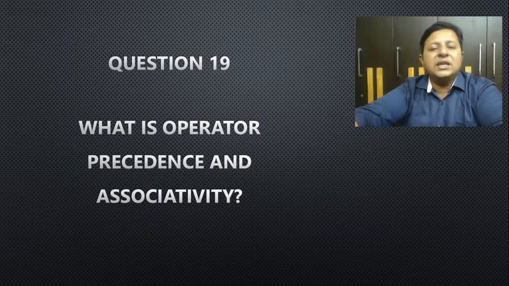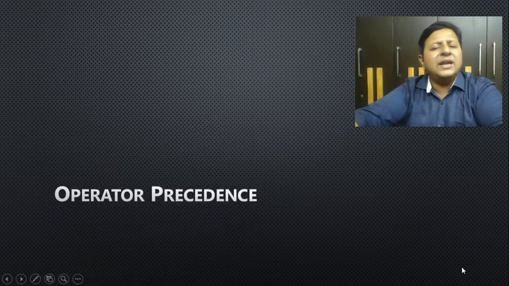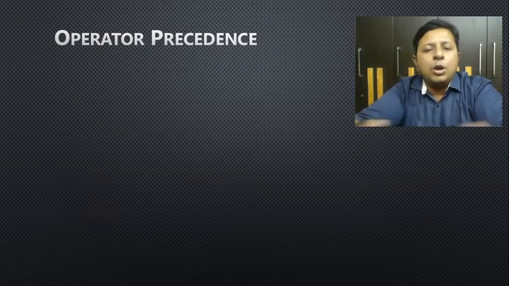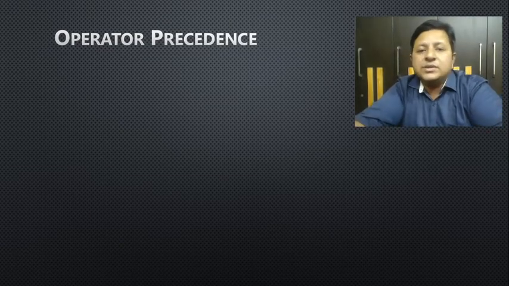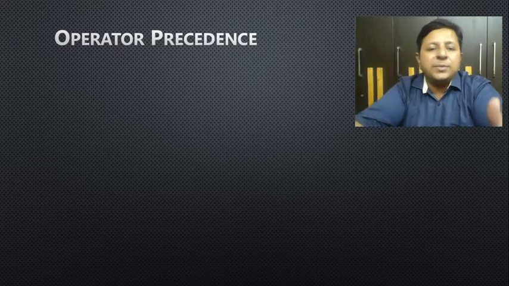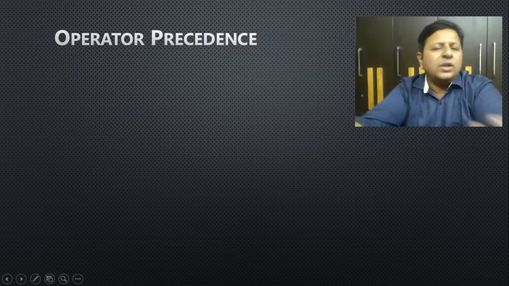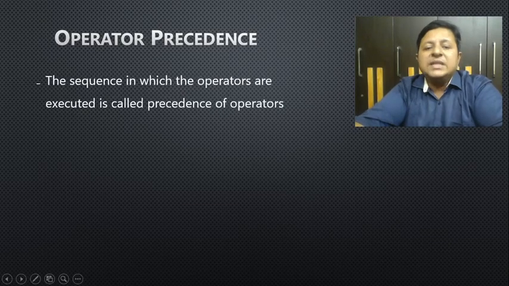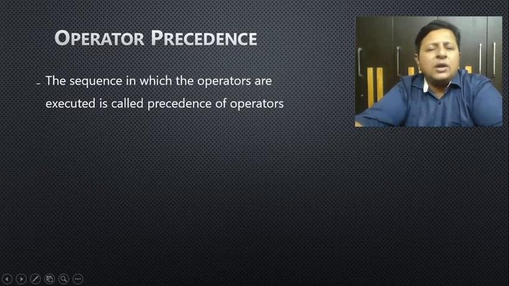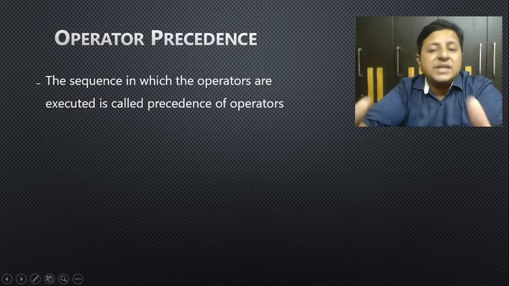Now, so far we have seen that there are different operators, and all operators do not have equal precedence. Some operators have higher precedence, some have lower precedence, and so on. This is the concept we need to understand when we work with operators. So what exactly is operator precedence? The sequence in which the operators are executed is called the precedence of operators. Operator precedence decides the sequence in which the operators will be executed.